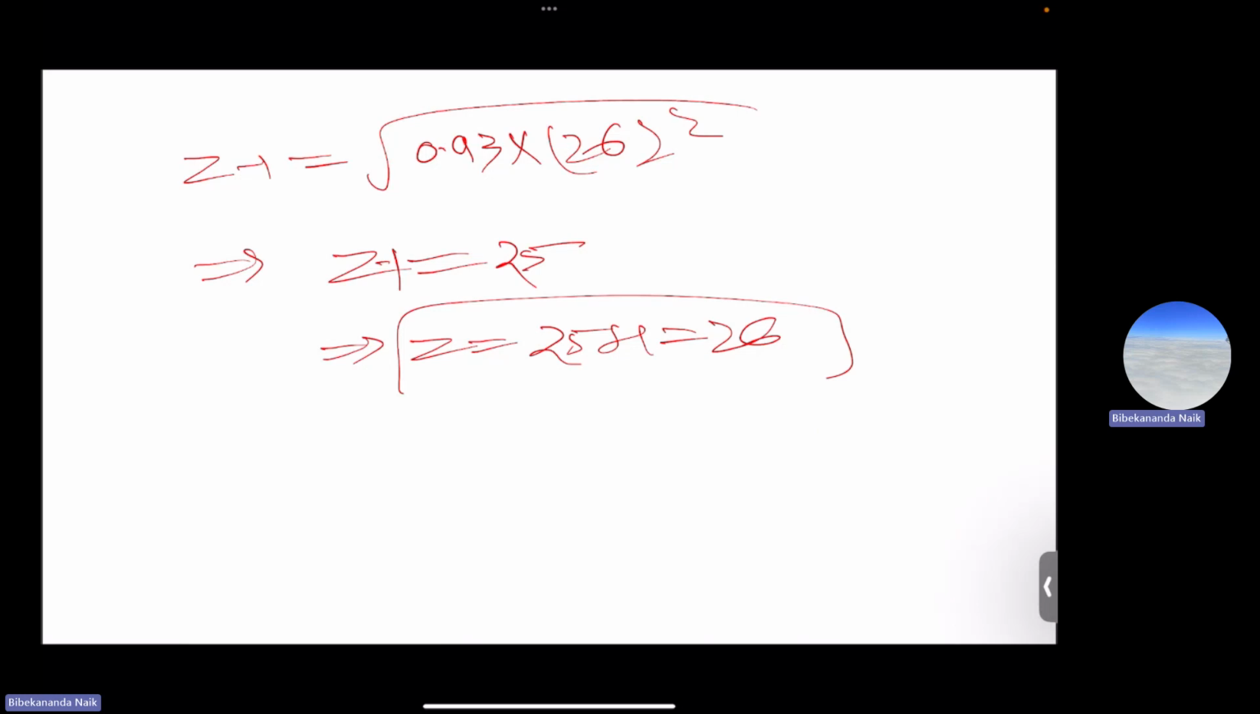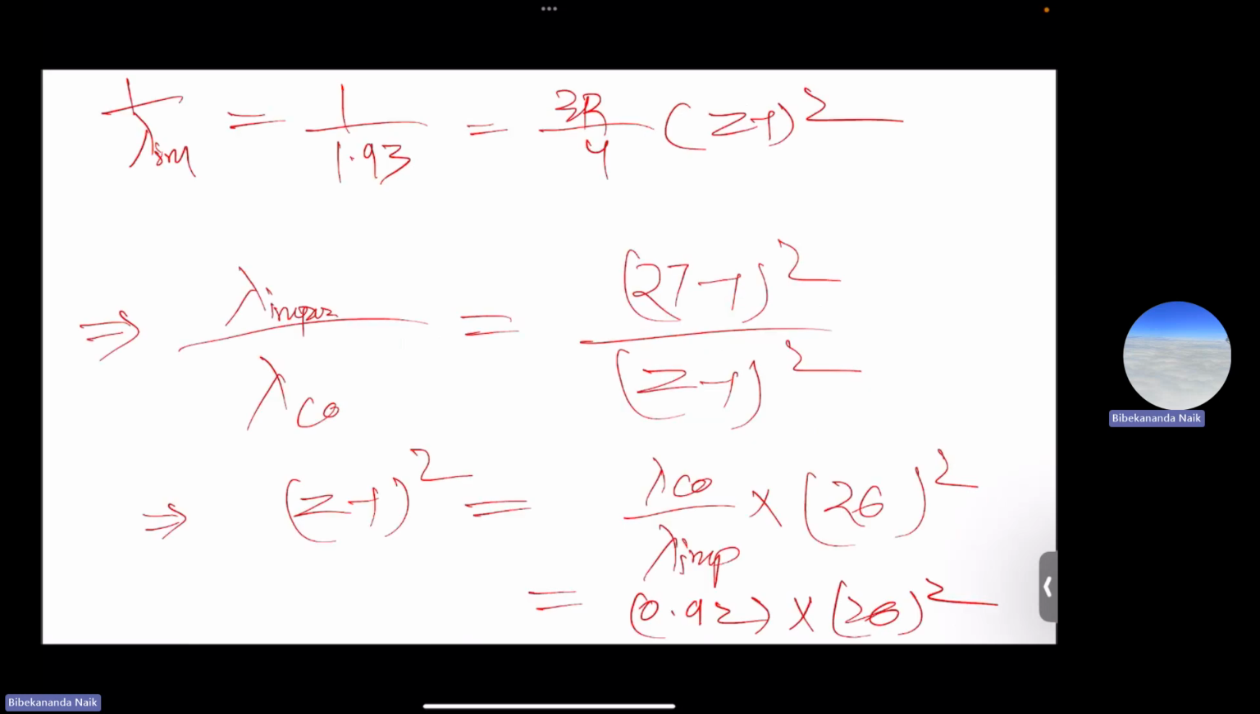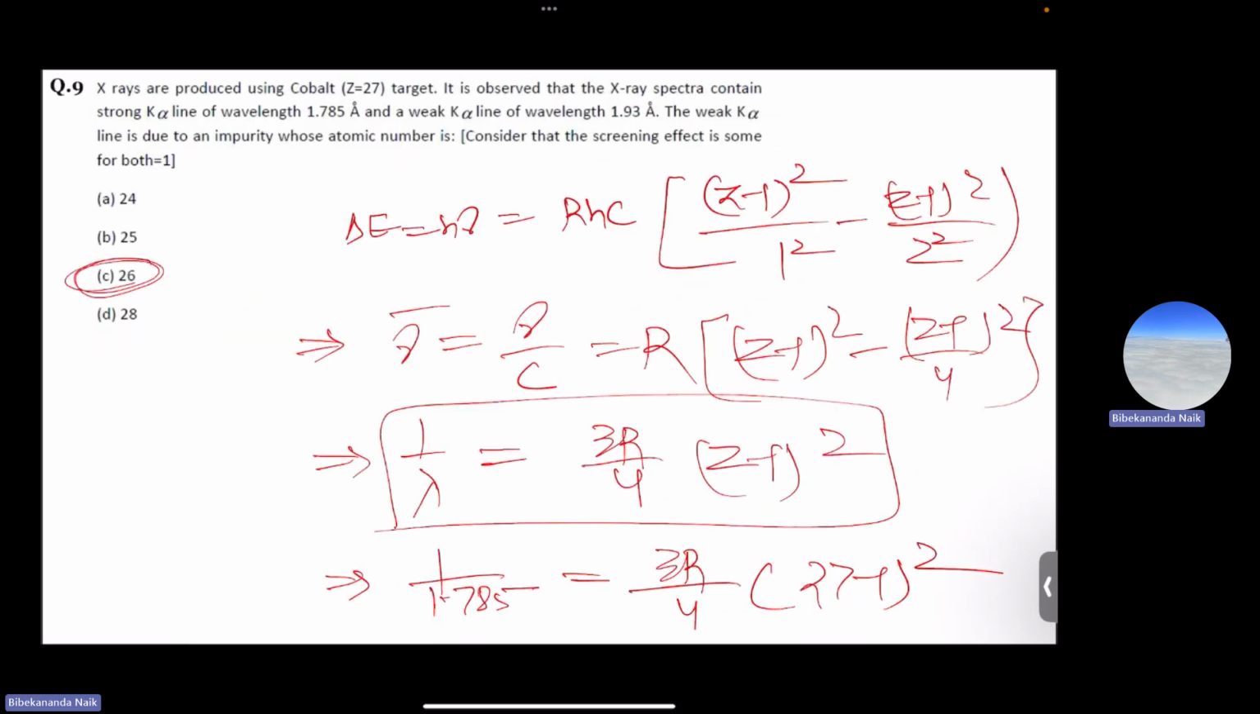So square root of 0.96. So it will be coming out Z equals 26. So this is the value. So Z equal to 26 is the correct option, option C.